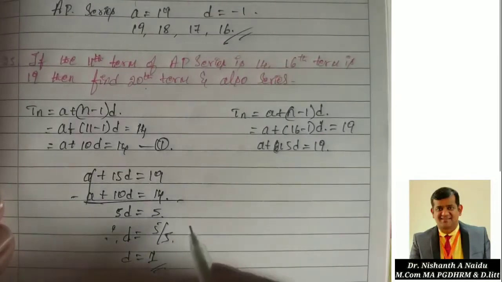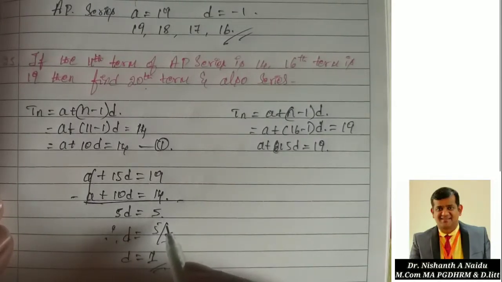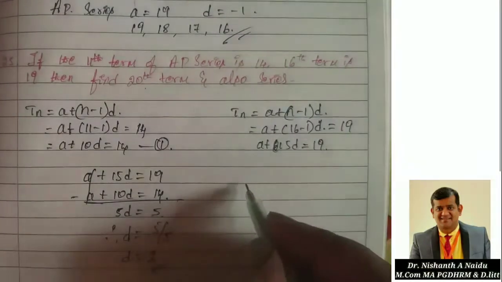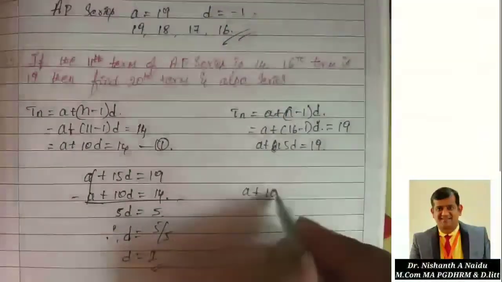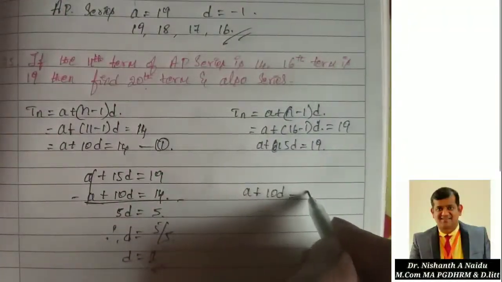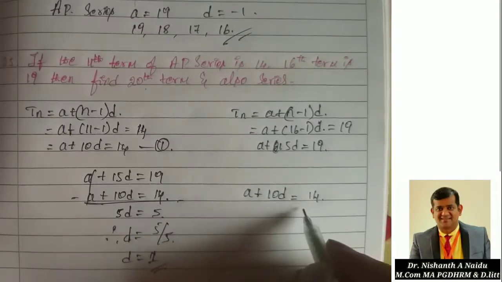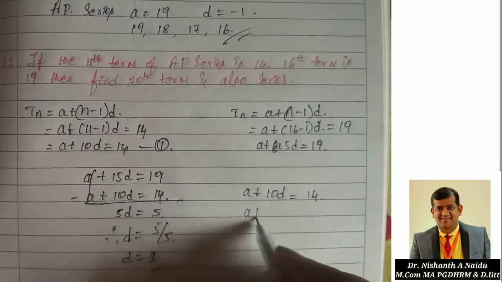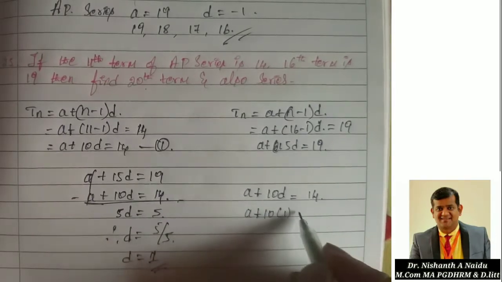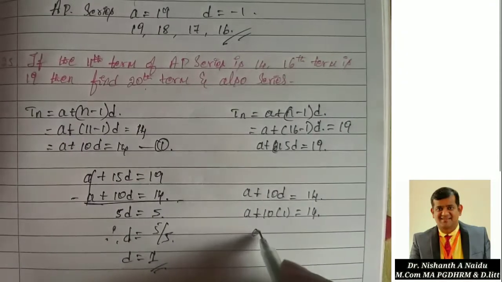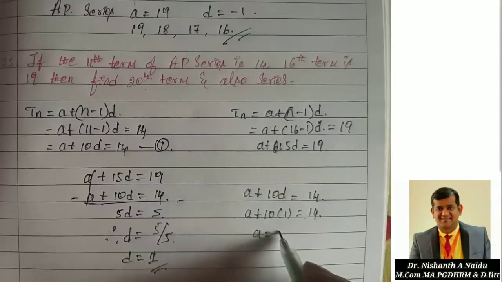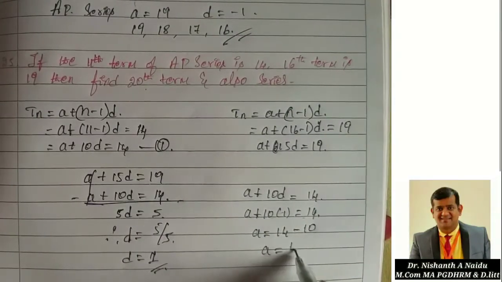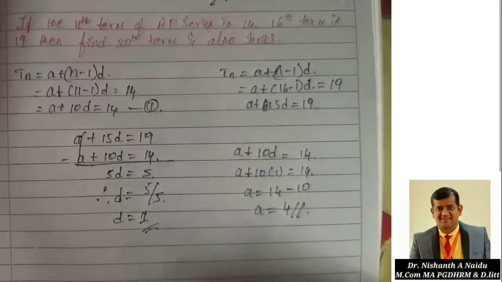Now by applying the formula, we have to find a. I'm finding the a value here, taking equation 1: a plus 10d equals 14. We know the d value now, so a plus 10 into 1 equals 14. So a equals, shifting, 14 minus 10. 10 ones are 10. So a equals 4. Now we got the a value as well.